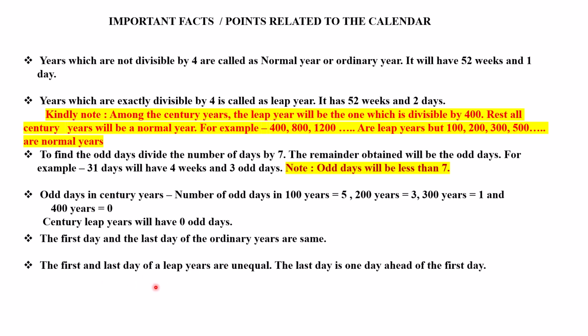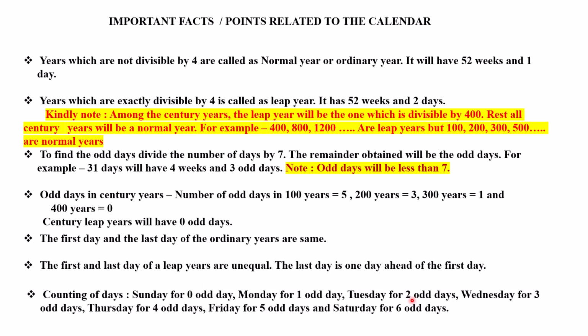Whereas the first day and the last day of leap years are not equal. Last day is 1 day ahead of the first day. And how to do the counting of days? Sunday for 0 odd day, Monday for 1 odd day, Tuesday for 2 odd days, Wednesday for 3 odd days, Thursday for 4 odd days, Friday for 5 odd days and Saturday for 6 odd days. Now this will be more clear when we solve few questions.